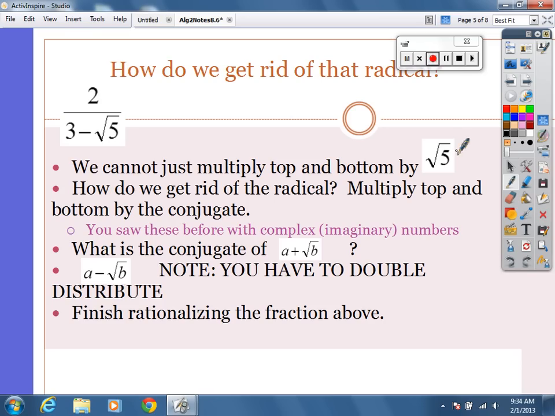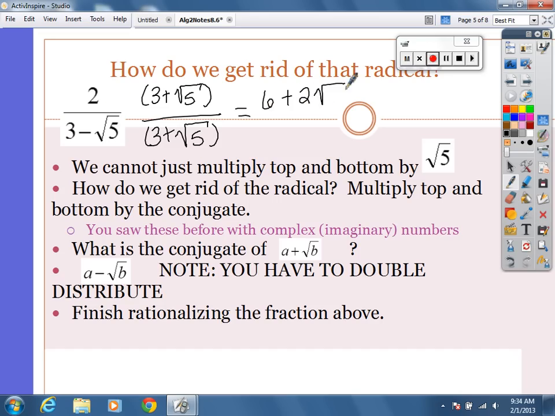Okay, so let's look at this one. What is the conjugate? Well, it's 3 plus square root of 5. So we're going to multiply the top and bottom by this more complex form of 1. 3 plus square root of 5 over 3 plus square root of 5. We're going to distribute the top, and I get 6 plus 2 square root of 5.